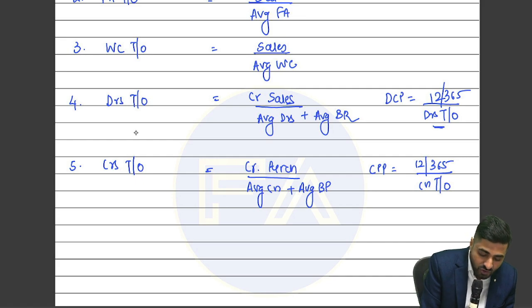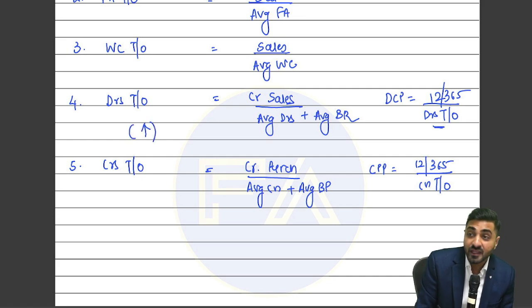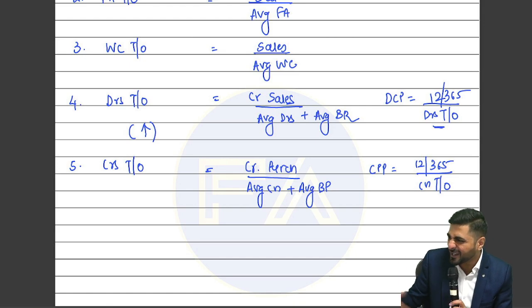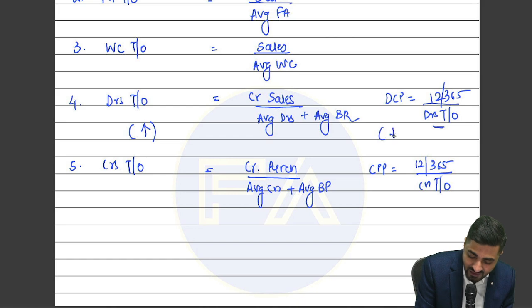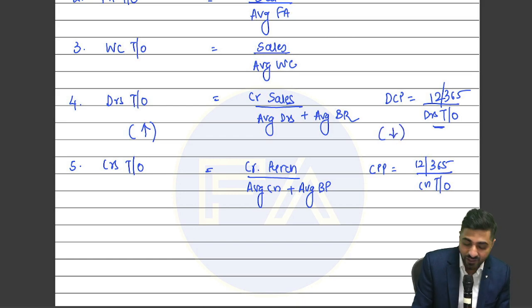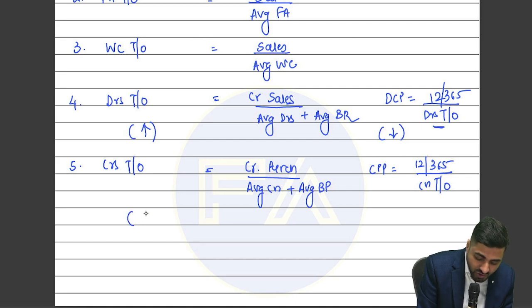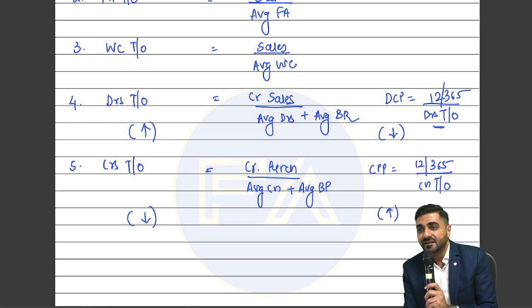Debtors turnover ratio should always be higher the better, because the higher the debtors turnover ratio, the faster the collection is. It means that the debt collection period should be lower. Creditors turnover ratio should be lower the better. It means that the creditors payment period should be high. Superb. Everyone okay?